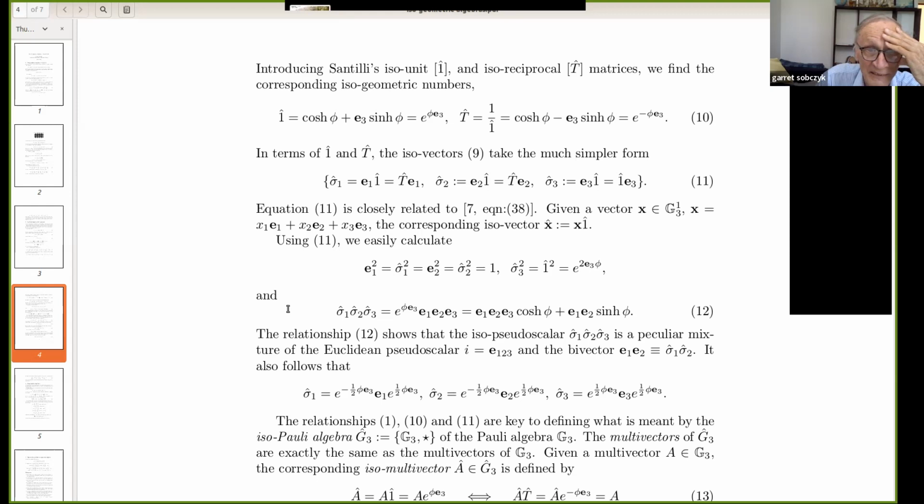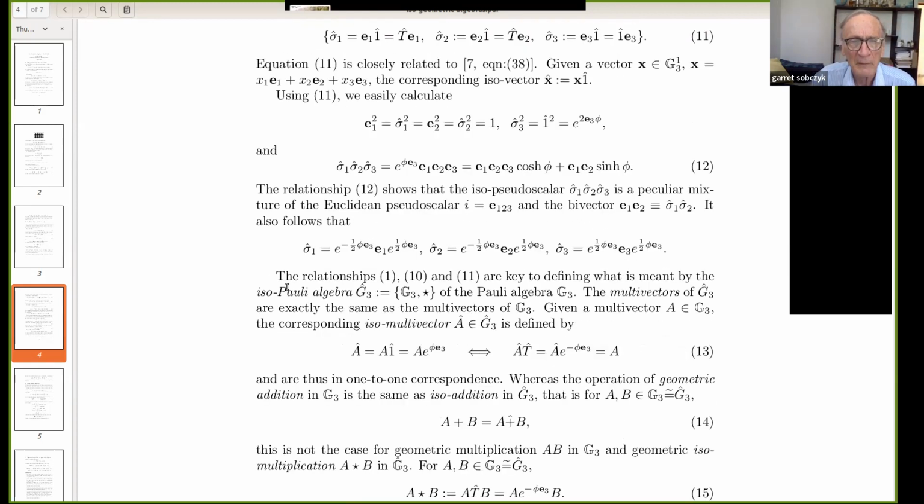And we have the same basic ideas, but note that the trivector in the isogeometric algebra is a mixture of a trivector part times cosh phi plus a bivector sinh phi. So again, it's a reshuffling of the elements in the geometric algebra G3. This is interesting because we can consider the isogeometric algebra element sigma 1 hat to be a Lorentz boost of the element E1 in the standard geometric algebra.